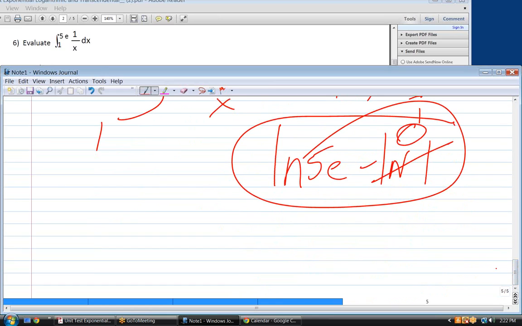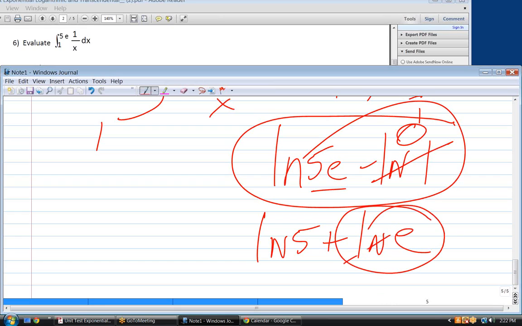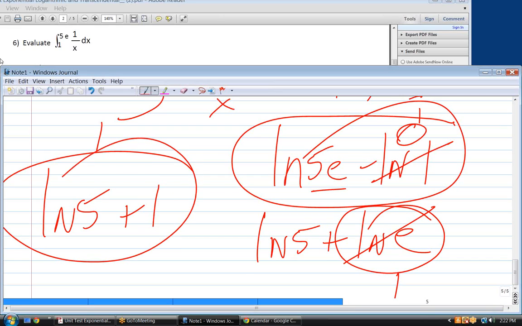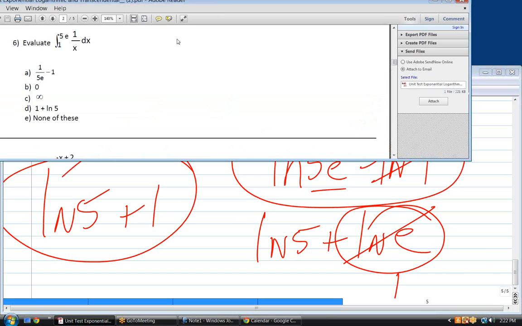Well, let's look at that. If it was the natural log of e to the 5th, yes, it would be 5. But the natural log of the product means the natural log of 5 plus the natural log of e, and this is 1. So it would be natural log of 5 plus 1 should be the answer. Which is on there, that's D. Yeah, it is D.